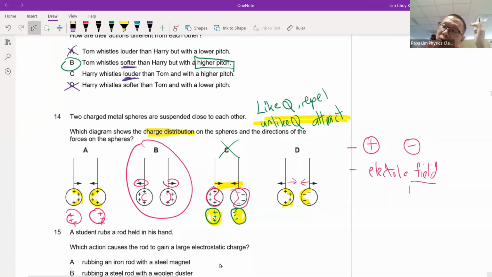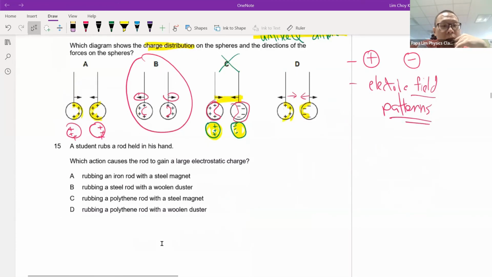Electric field patterns are a standard fixed arrangement, between like charges, between opposite charges, and even a parallel plate. These are the few patterns that we want to take note of. And all this, if I'm not wrong, can be easily found in the textbook or in the notes that you have.